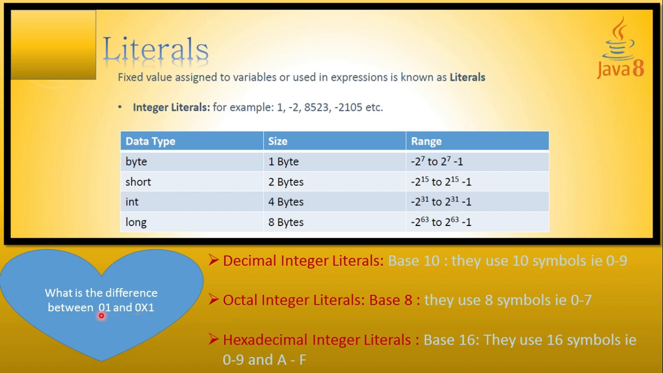So, can you say what is the difference between 01 and 0x1? Yes, you are right. 01 means it's an octal number because it's starting with a leading 0. And 0x1, it is which number? Hexadecimal, because it's starting with a 0x. If it is decimal, then it will start with a symbol 1.